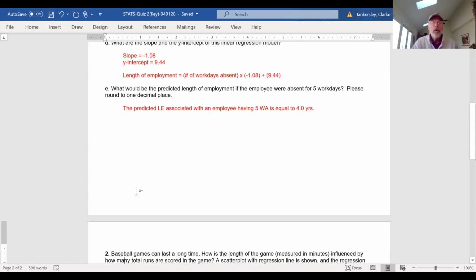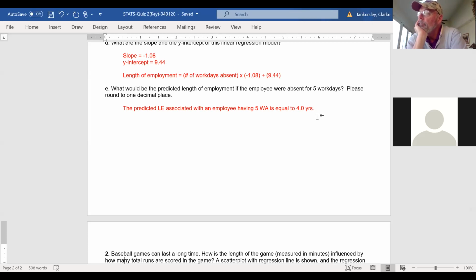Okay, and so this last question on page 1 is now we're going to be predicting what the length of employment is associated with an employee that has 5 work days absent, and that prediction is 4.0 years. Everybody got that? Yeah. Yep. All right, pretty straightforward.